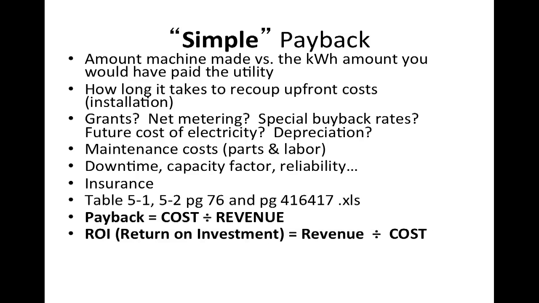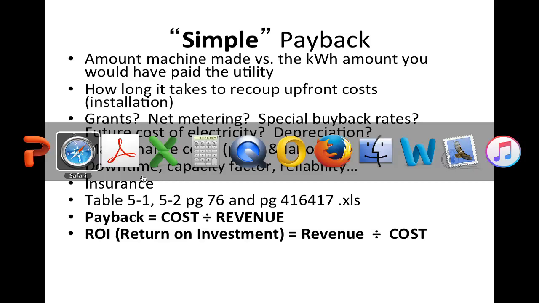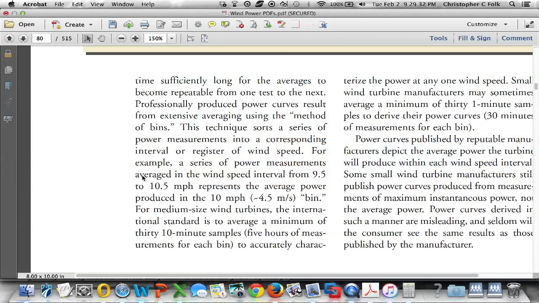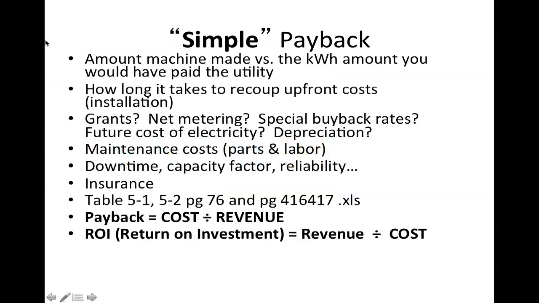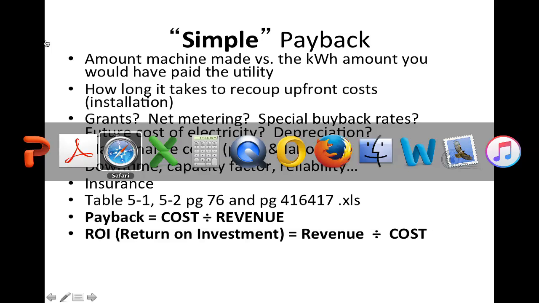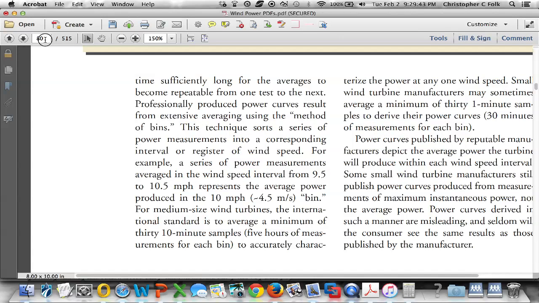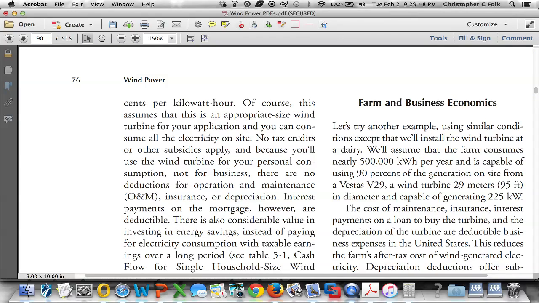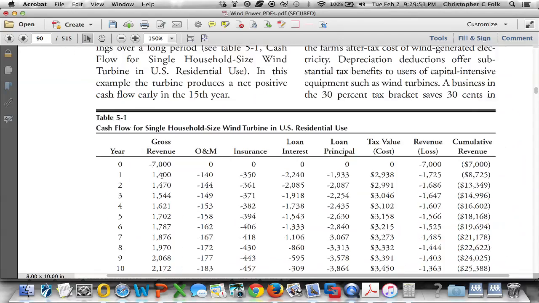So on page 76 of the text, we've got Table 5-1, and on the next page Table 5-2, which compare two different turbines: one a small turbine, a Bergey XL, and another a very large Vestas 29-meter machine. Okay, and so we're going to come back over here. I said that was page 76. Bear with me. So on page 76, we're going to see this table here at the bottom.